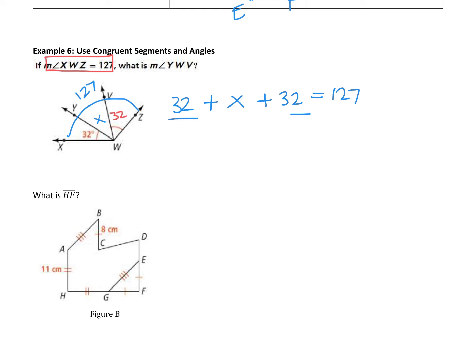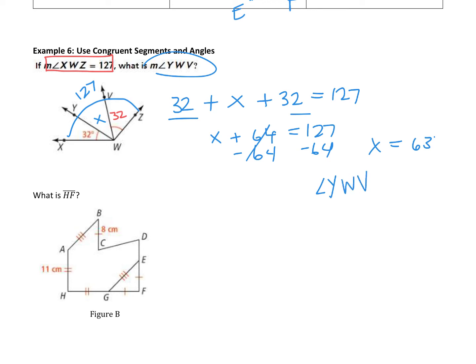Combine like terms, 32 plus 32 is 64. And then we can subtract 64. And we get 63 degrees. Now I put that X into the picture. So really we want to use the notation angle YWV equals 63 degrees. That's how we would present our final answer.